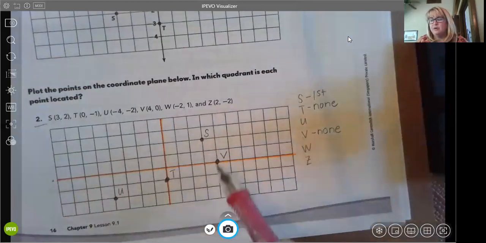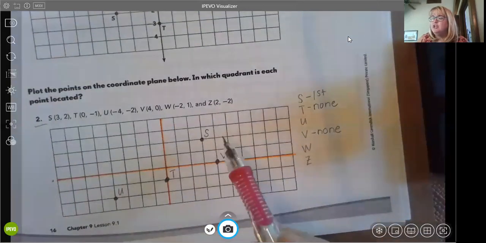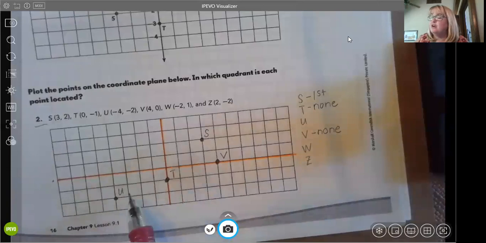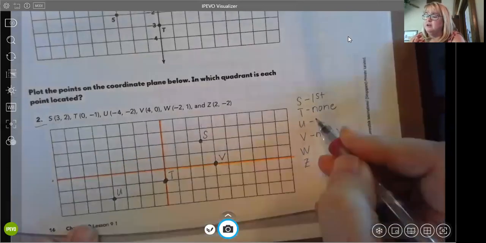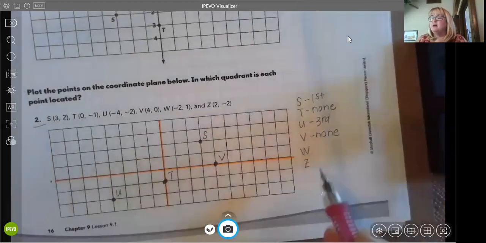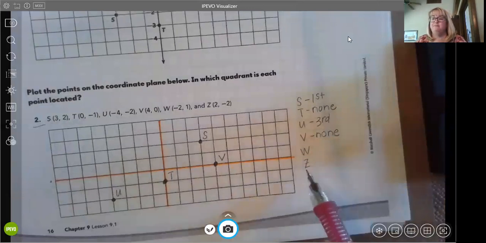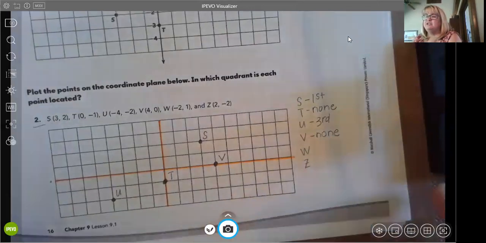S is in the first quadrant. What quadrant would U be in? That would be the third quadrant. Very good. All right, so after you plot W and Z, tell which quadrant they are in. All right, so that's 1 and 2.